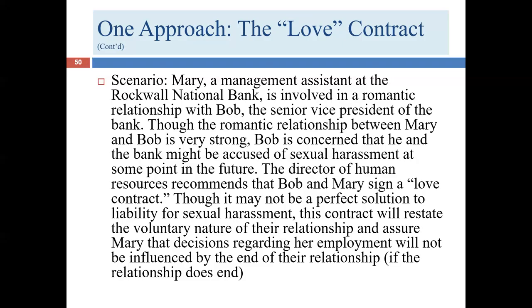The contract should restate the voluntary nature of the relationship. It should assure Mary that any decisions about her employment will not be influenced by the end of the relationship. And it also ought to document how the complaint process works in this particular organization. It also ought to have Bob be told that he needs to not retaliate if the relationship doesn't work out. So again, it is an approach to consider.